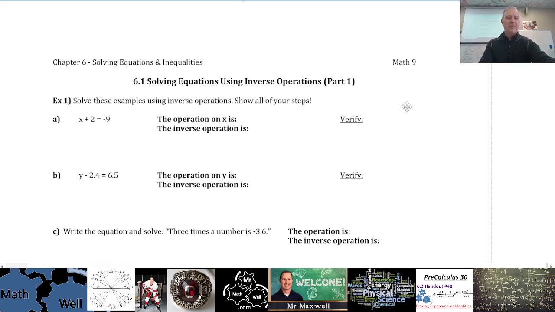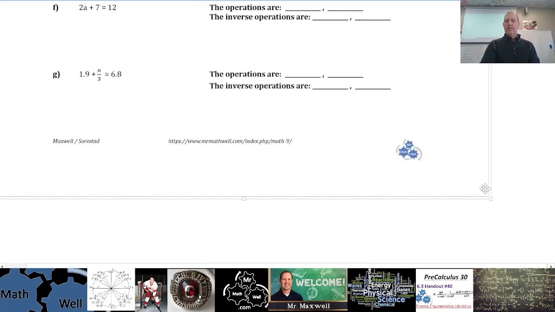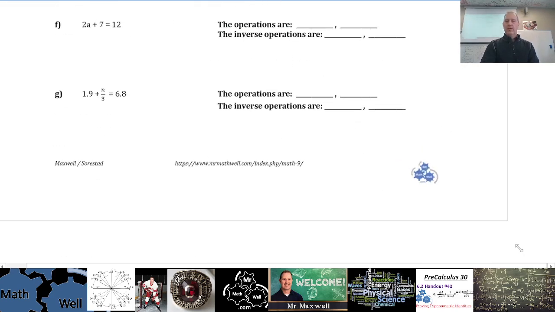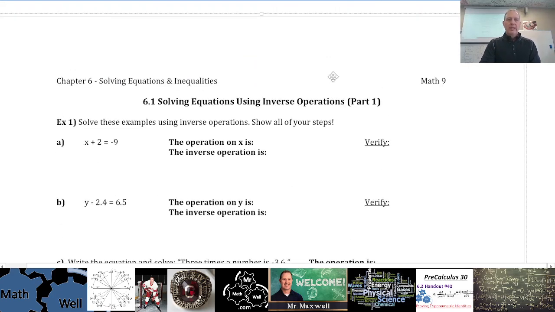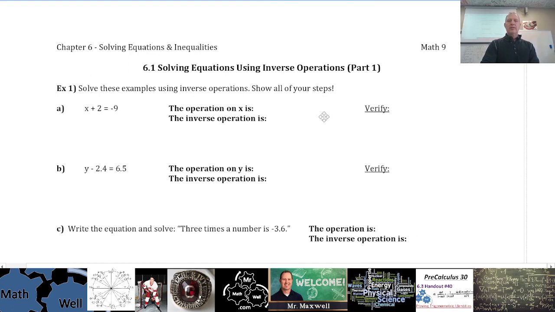So let's move on. Things are going to be just marginally more difficult here, I think. Not too bad. So let me just zoom in here a bit. I still feel like this is a bit too small. Okay, get right to the edge there. Okay, so example 1: solve these examples using inverse operations, show all of your steps.